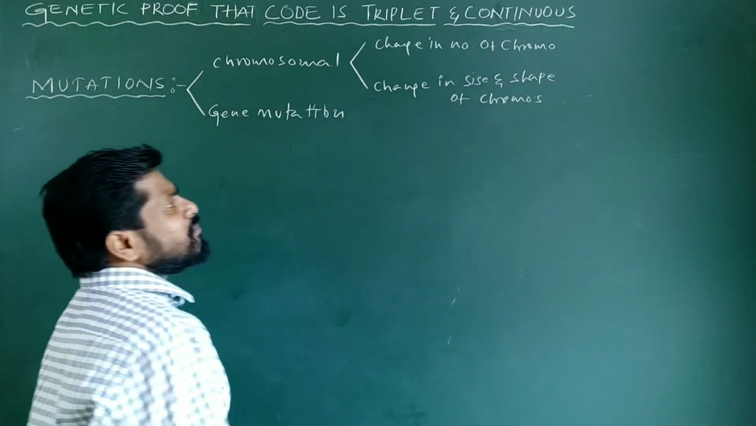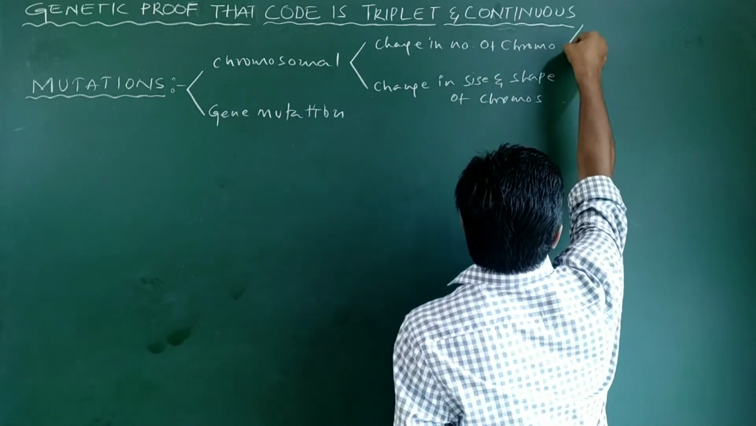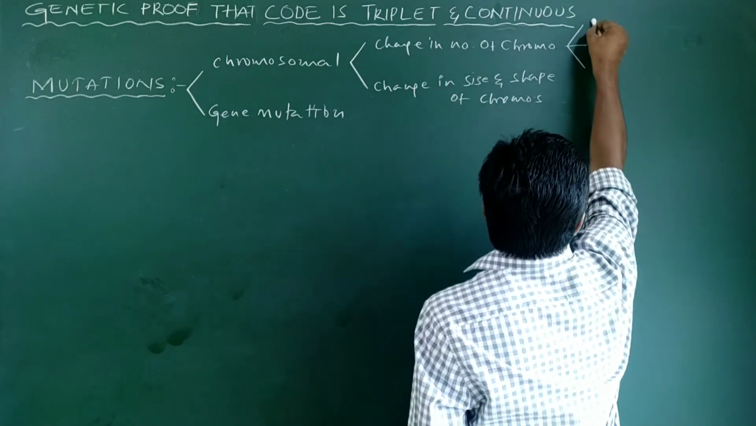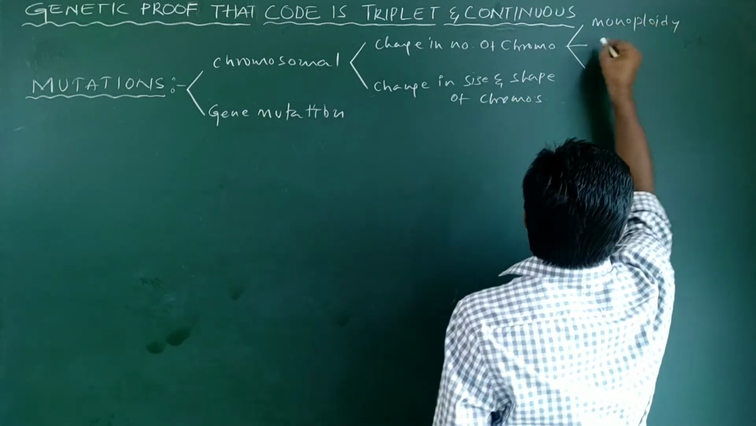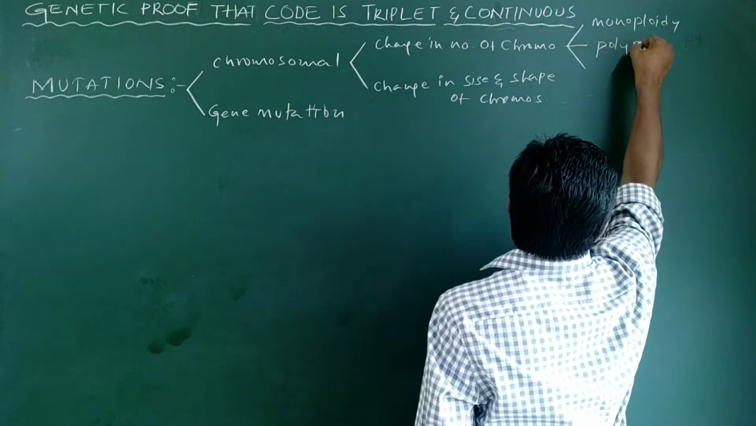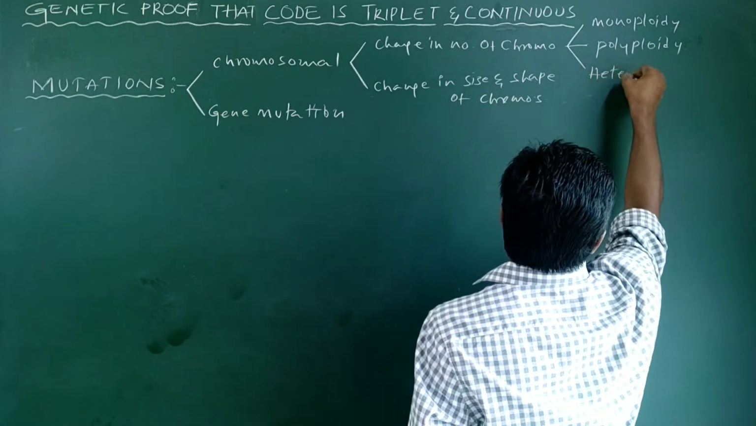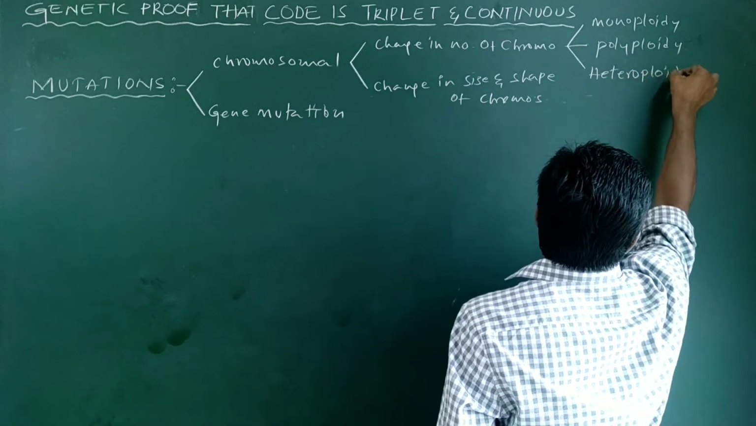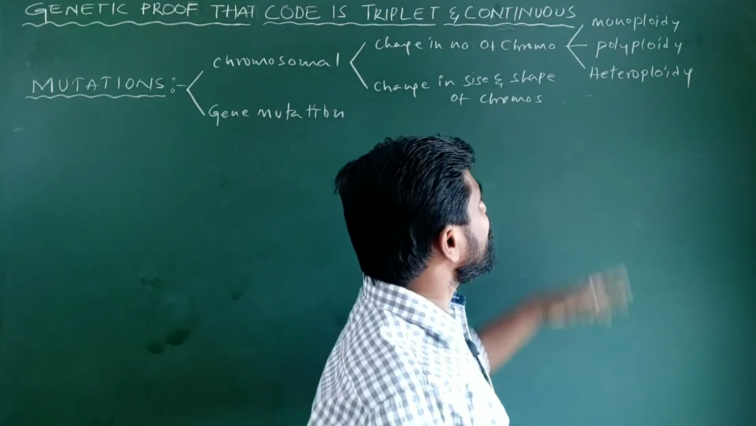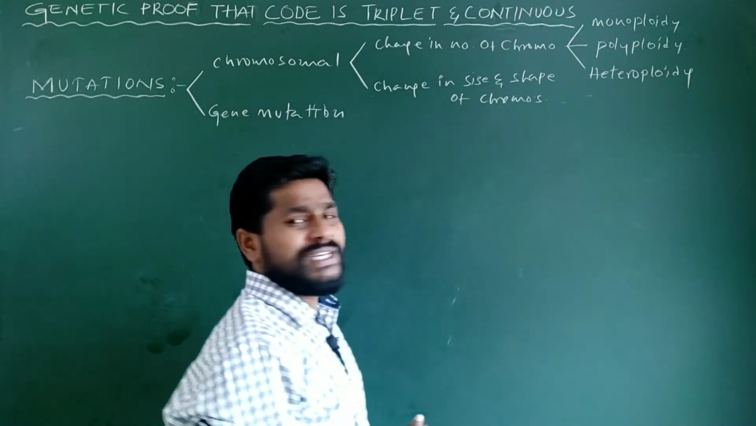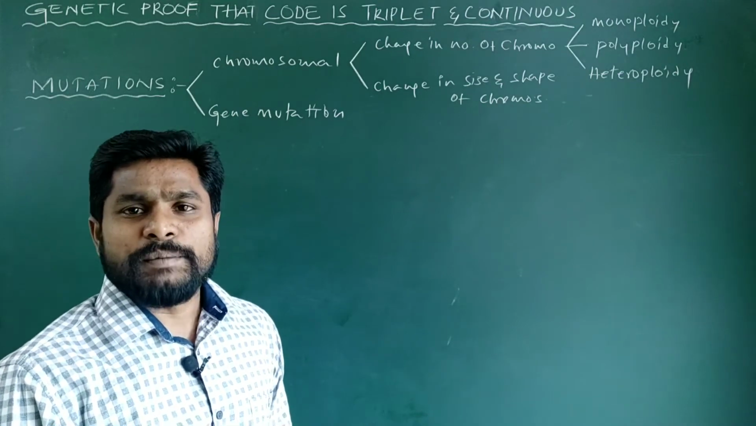The changing-number chromosomal mutations are again of three types. Those are monoploidy, polyploidy and heteroploidy. This heteroploidy is otherwise called aneuploidy. Before we go into monoploidy, polyploidy and heteroploidy, first we need to know what ploidy is.